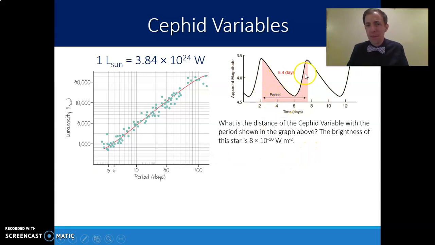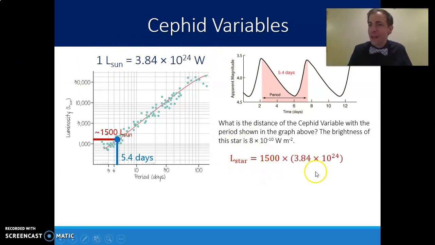So if we know the period is 5.4 days, we can trace that up on our graph and figure out where it matches this line, this grouping of this pattern. So 5.4 days looks like it crosses the y-axis here at around 1,500 times the luminosity of the sun. If we know the luminosity of the sun, we can figure out the luminosity of the star just by multiplying that by 1500 to find that the luminosity of this star is 5.76 times 10 to the 27th watts. So now we have the luminosity.